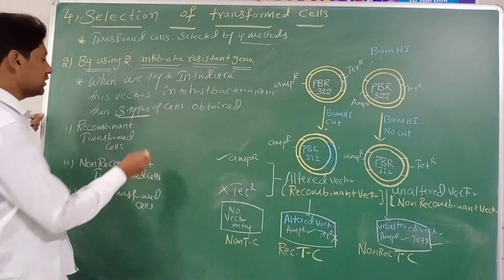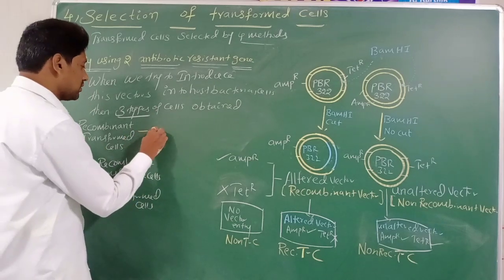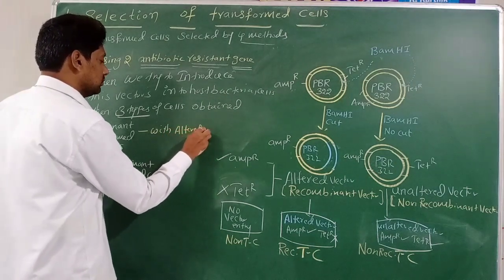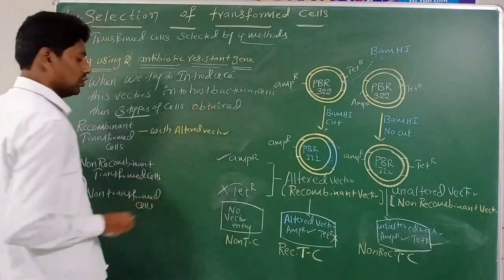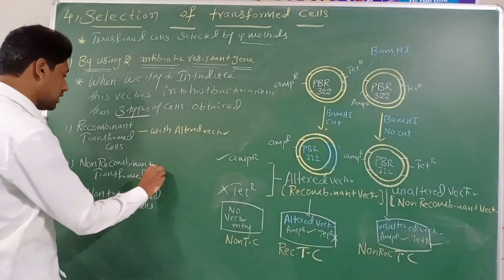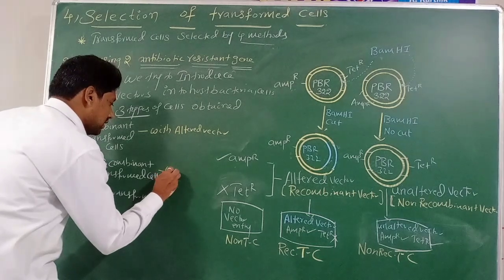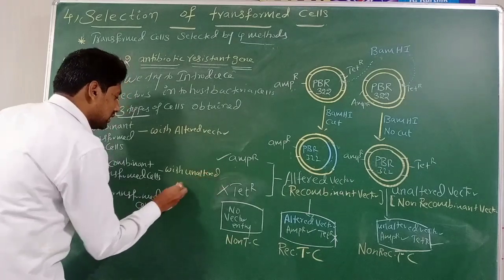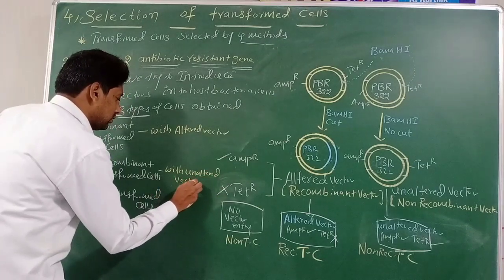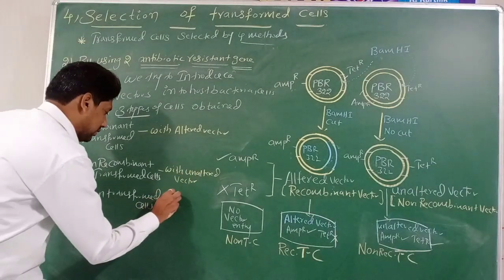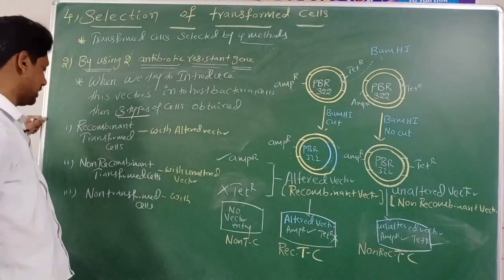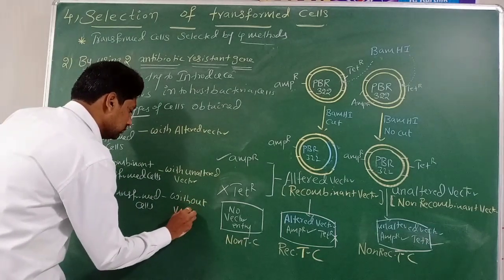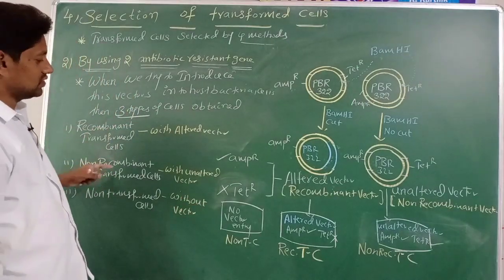Number one, recombinant transformed cell. Recombinant transformed cell is with which vector? Altered vector, or recombinant vector. Okay, right? Non-recombinant transformed cell, right? With unaltered vector, or non-recombinant vector. Whereas a non-transformed cell is without a vector. There is no other possibility. Only these three possibilities are there.